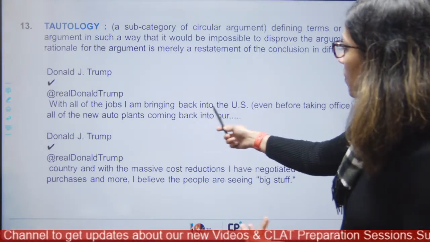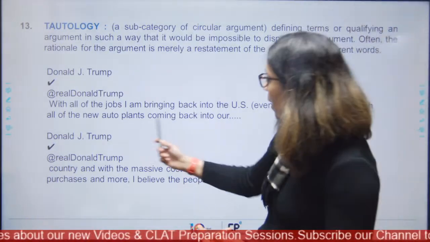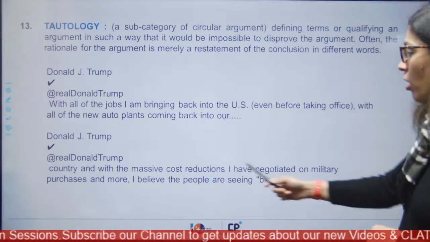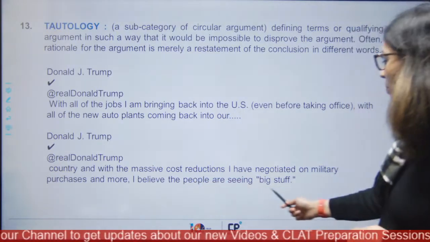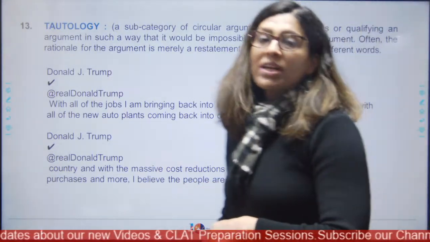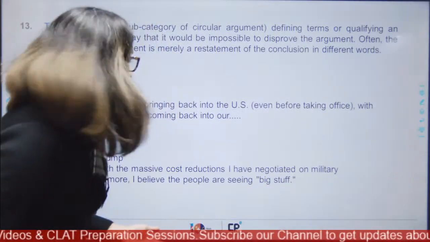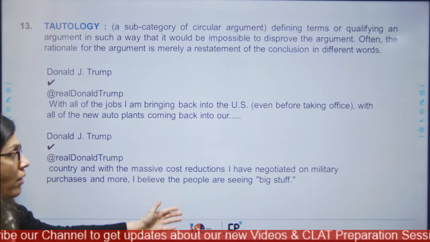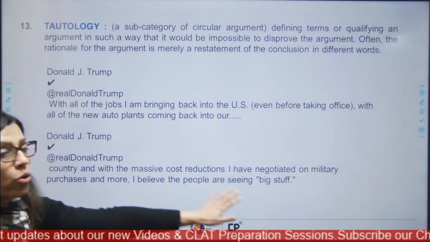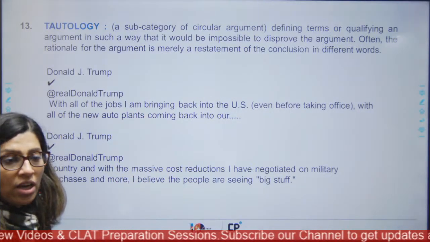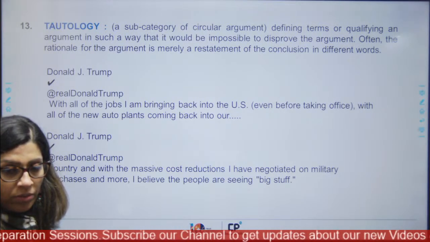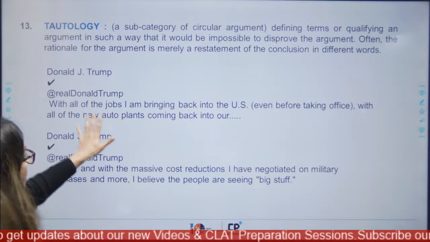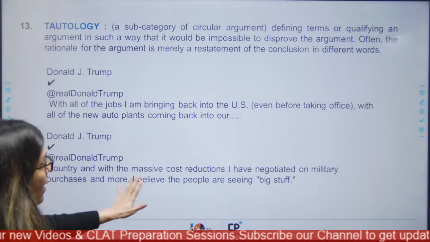with all of the jobs I'm bringing into the US, with all of the new auto plants coming back into our country, and with the massive cost reductions I have negotiated on military purchases, I believe the people are seeing big stuff. So it's impossible to disprove any part, because the first part and the second part are pretty much saying the same thing. I am good, therefore I am good. This is the structure of this argument, if you can see. So this basically means I am good, therefore I am good.